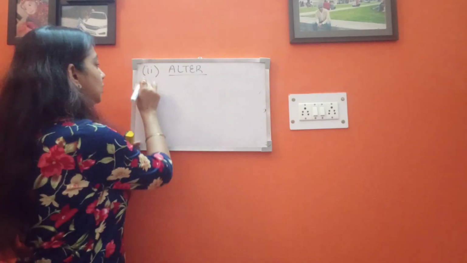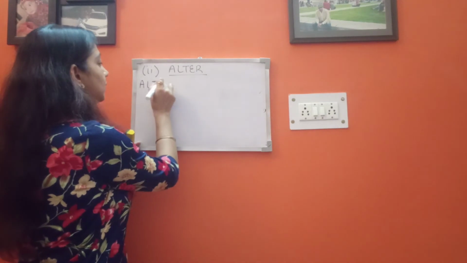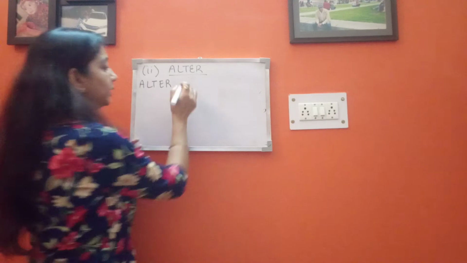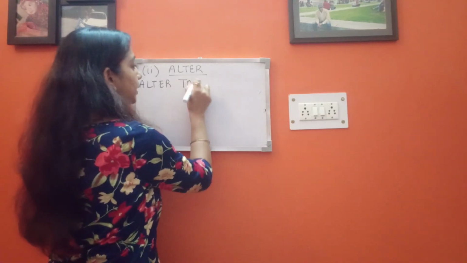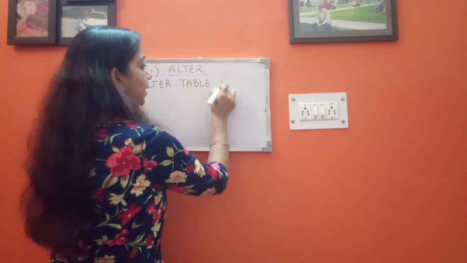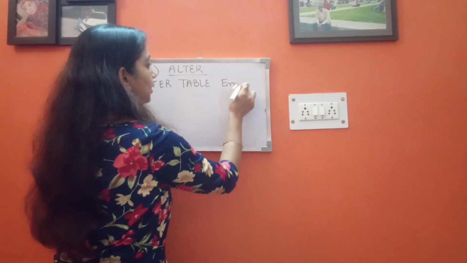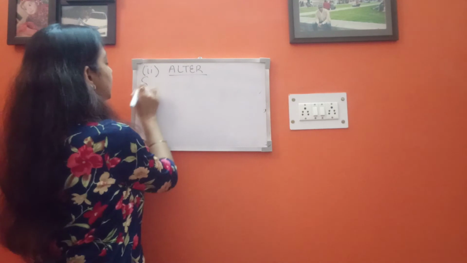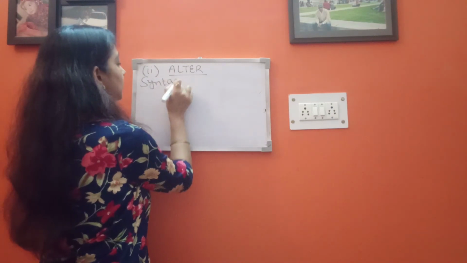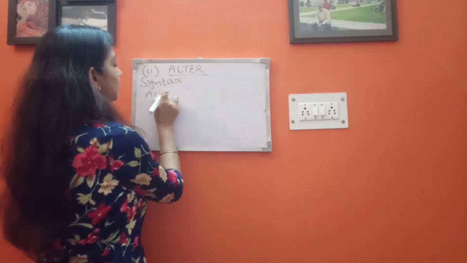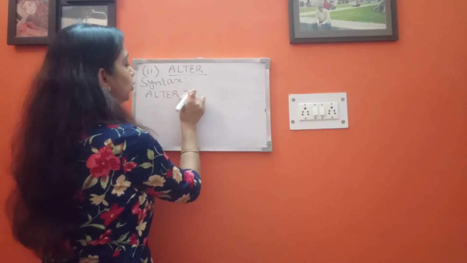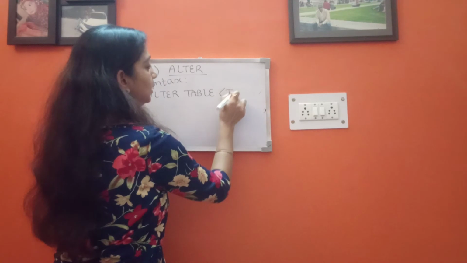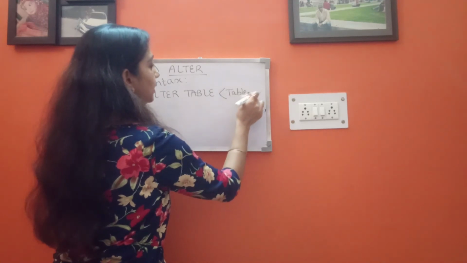Say for example, alter. I want to add a specific column to a table in my database. I will say alter. What do I want to alter? Table. What is the name of that table? Employee. First of all, I will show you the syntax and then I will give you an example here. The syntax is that alter keyword. What do I want to alter? Table. Then mention the name of the table.